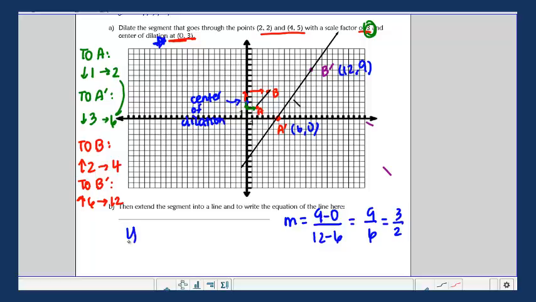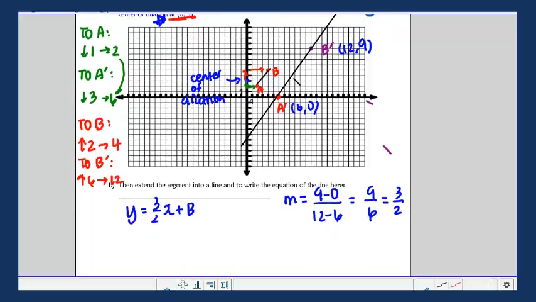So in my equation, if I use slope-intercept form, y equals mx plus b, I know for sure that the 3 halves will go in place of m because that's my slope. So all I have left to do is find the y-intercept. For my line, I'm not really sure where it intersects the y-axis, so to be 100% accurate, I'm going to substitute a point in there instead of just guessing where the y-intercept is. I'm going to take one of the points, either (6, 0) or (12, 9), one of the ones that go through the line. Let's use (6, 0).